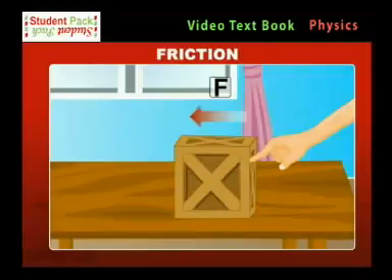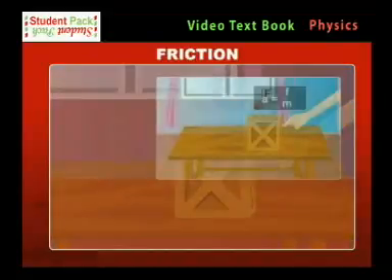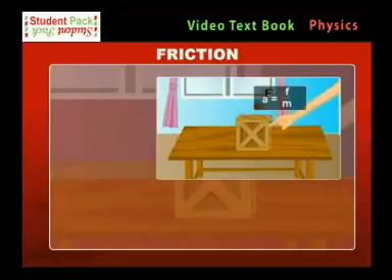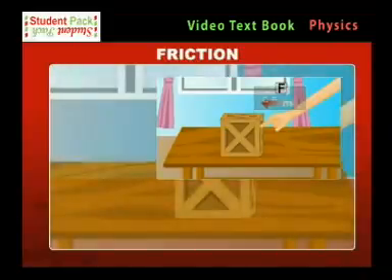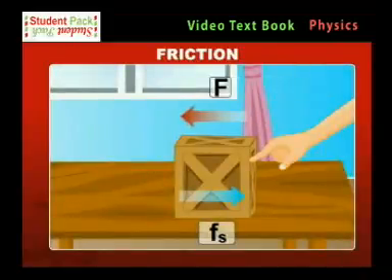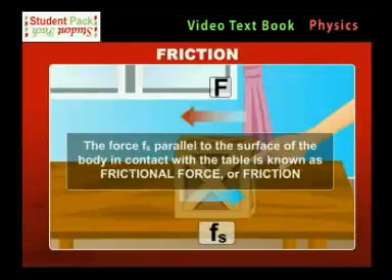We know from experience that a small applied force may not be enough to move the body. But if the applied force F were the only external force on the body, it must move with acceleration F by m, however small. Clearly, the body remains at rest because some other force comes into play in the horizontal direction and opposes the applied force F, resulting in zero net force on the body. This force, Fs, parallel to the surface of the body in contact with the table, is known as frictional force, or simply friction.